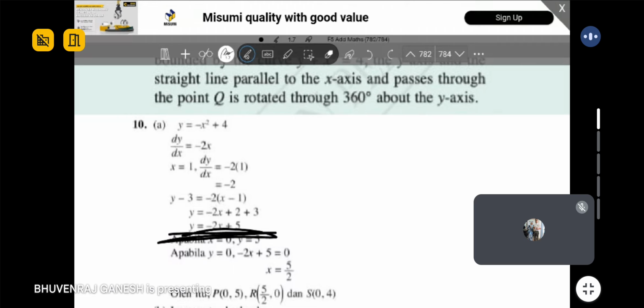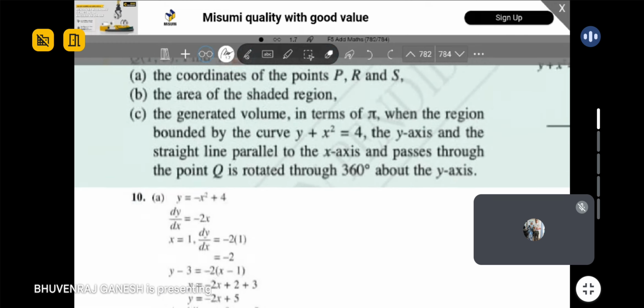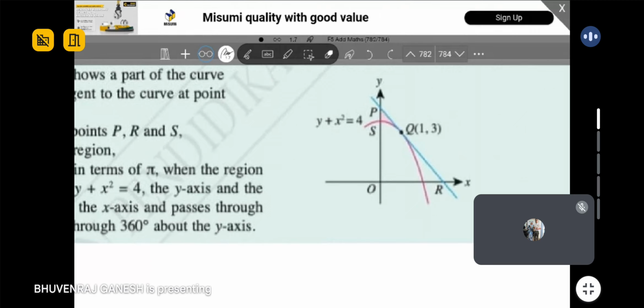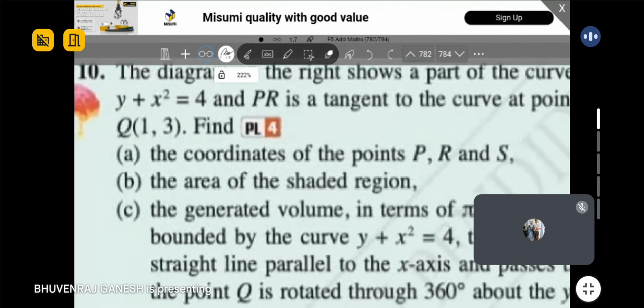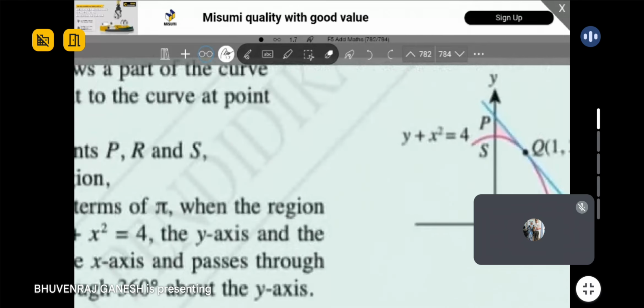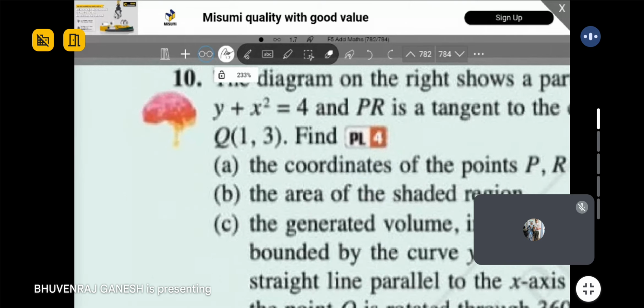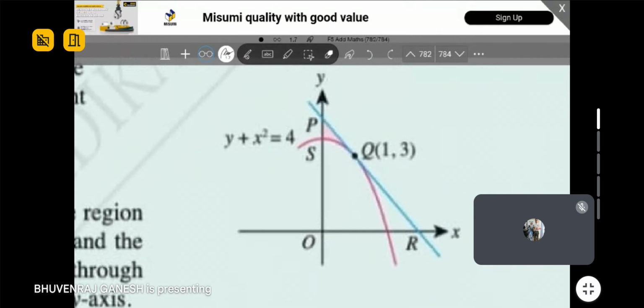Okay, so yeah. So clear? 10A? Any problems? If none, we're going 10B, yeah? Okay, so area of shaded region. How do I get the area of this shaded region? What is the concept I'm going to use? If you can see, there is a simple concept here. So anyone? How am I going to get my shaded region? Okay, so what minus what?